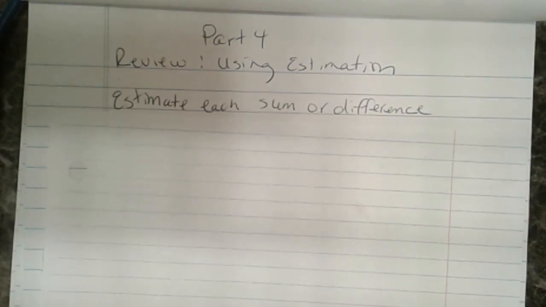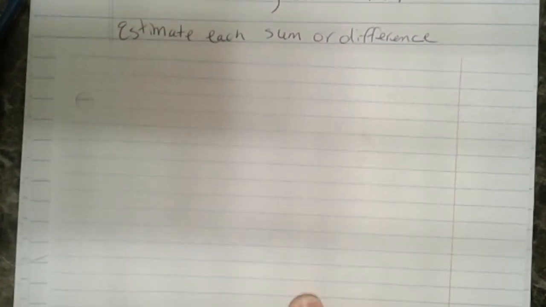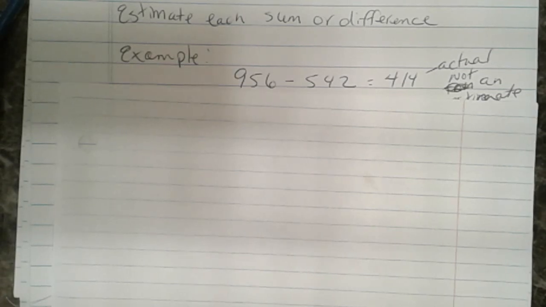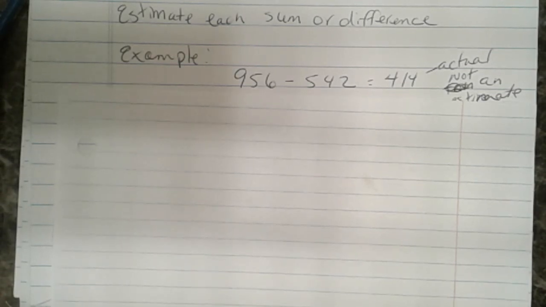Algebra 1A and Algebra 1, this is part 4 of your review using estimation. Our directions tell us to estimate each sum or difference. So our first example is 956 minus 542.